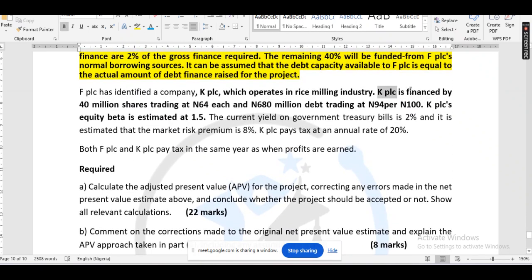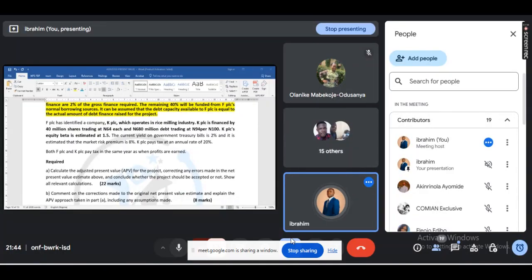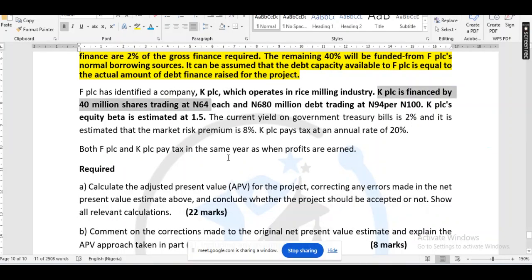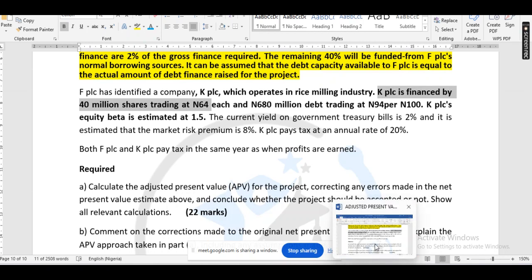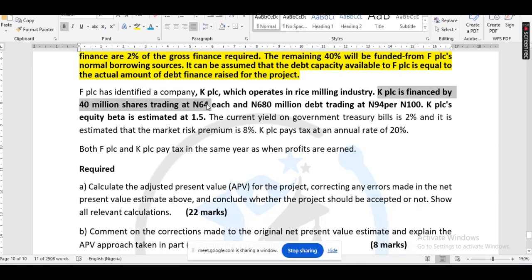What is the value of equity? KPSE is financed by 40 million shares trading at what? This 64 naira per share is what? Is it the value of the equity? No. It's the market price per share. Yes, that is the market price of equity per share.